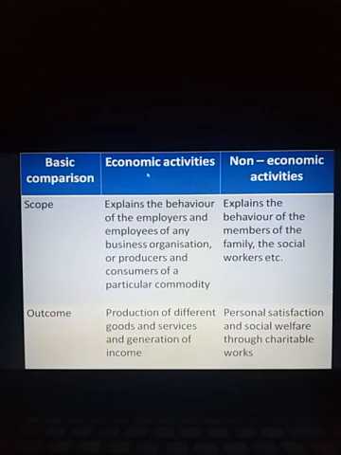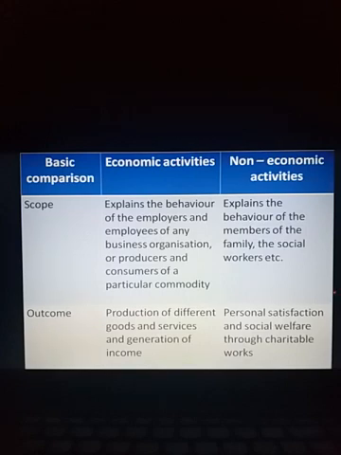See, economic activity produces goods and services and generates income. That means tangible goods and services are produced, and with the production of these goods as well as services, it generates income also, because the very motive behind economic activity is to generate income or to make money or to earn profit. There is a commercial motive.